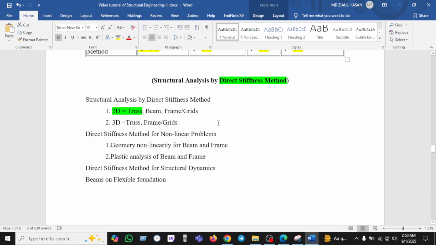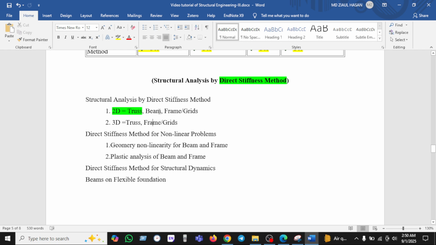There are lots of elements we can analyze using this method, such as the 2D truss, 2D frame, 2D beams and grid, and consequently we can use it for 3D truss, 3D frame and grids. Not only this, but we can also use it for non-linear problems. So we can see geometric non-linearity for beam and frame, and plastic analysis for beam and frame, and the direct stiffness method for structural dynamics.